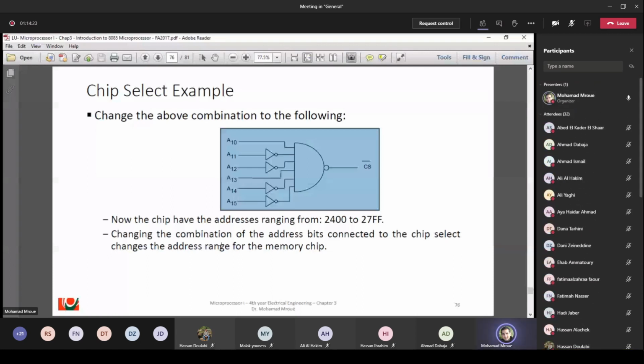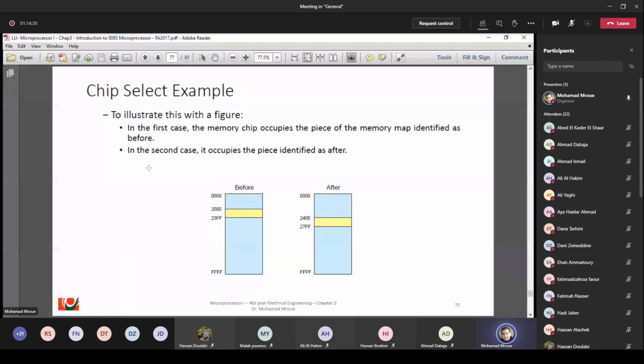Now, to illustrate this with the figure, in the first case, the memory chip occupied the piece of the memory map identified as before. It was from 2000 to 23FF. And in the second case, it occupied the piece identified as after, from 2400 to 27FF. Clear? Does anyone have a question?